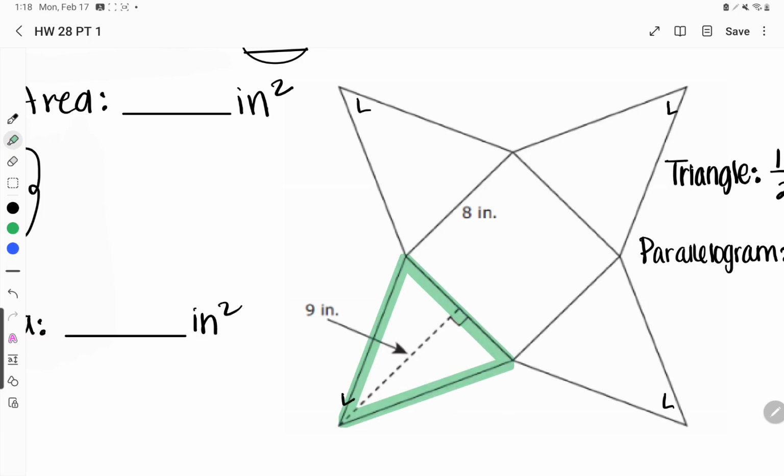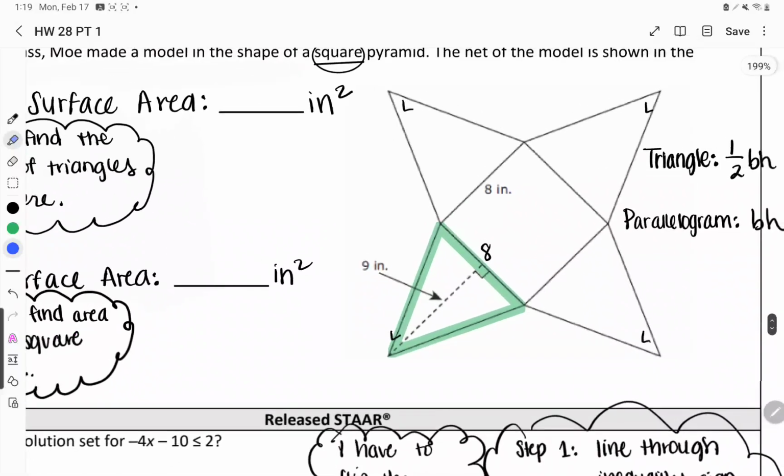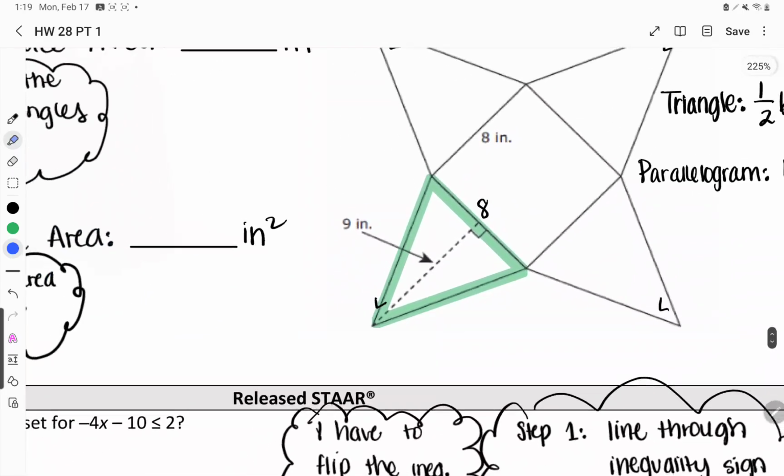All right, so we're going to start by just taking a look at this triangle because I see information on this triangle. What is the height of the triangle? 9. What's the base of the triangle? 8. Here is how we know it's 8. This shape right here is a what? That's a square. We know that because it tells us that it's a square pyramid. So we know that this right here is a square. And if one of our sides is 8, then all of our sides are 8, okay? So we know that the base is 8 and the height is 9.